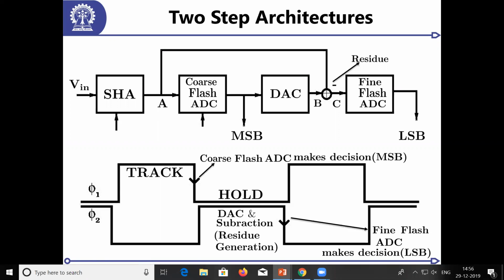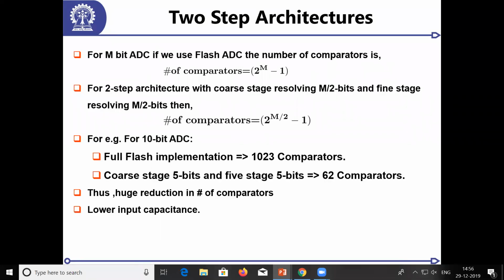Okay, so I'll give you an example. So if I have an m-bit ADC, if you use a flash ADC, the number of comparators, as I say, is 2 to the power m minus 1. Okay, now, if I go for a two-step architecture and each stage is resolving m by 2 bits, the number of comparators reduces. So for example, for a 10-bit ADC, I'll have 1023 comparators. And if I go for a coarse 5-bit and a fine 5-bit, you will have barely 62 comparators in the system. So the amount of hardware reduces.